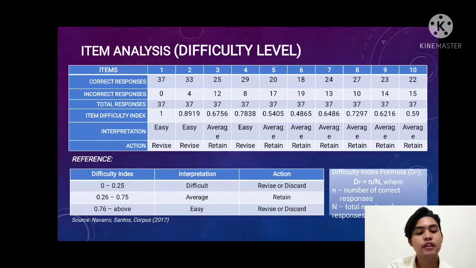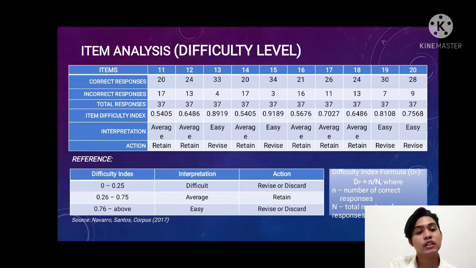In item number 10, got 22 correct responses, 15 incorrect responses, item difficulty index of 0.59, an interpretation of average. Action should be retain. In the next table, we can see the continuation of items from 11 to 20. In item number 11, the correct responses is 20 with 17 incorrect responses, and item difficulty index of 0.5405 and an interpretation of average with an action retain.